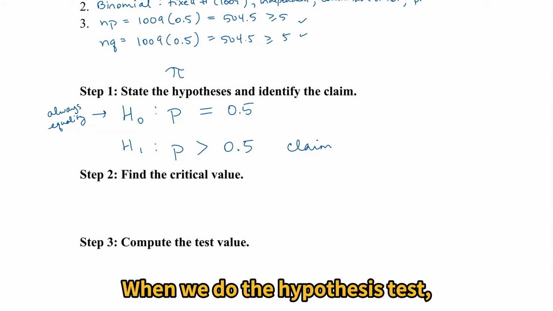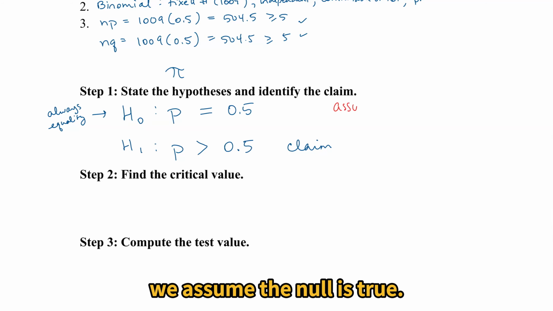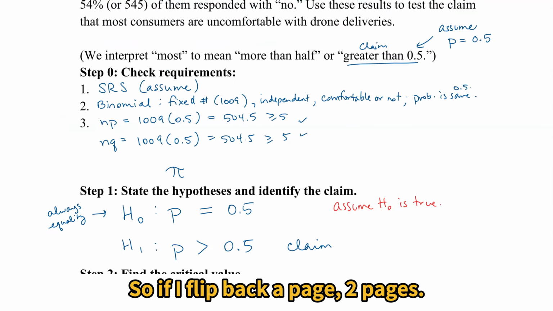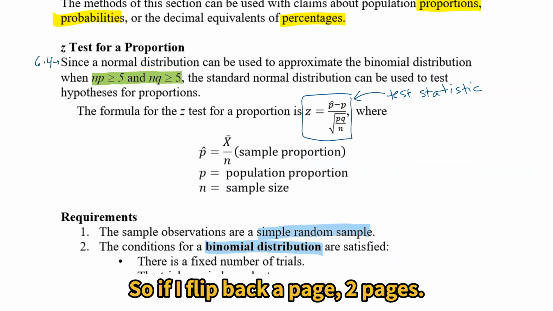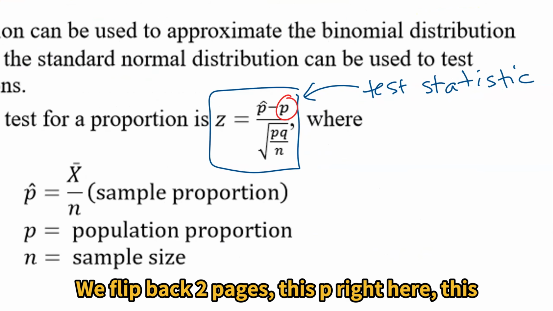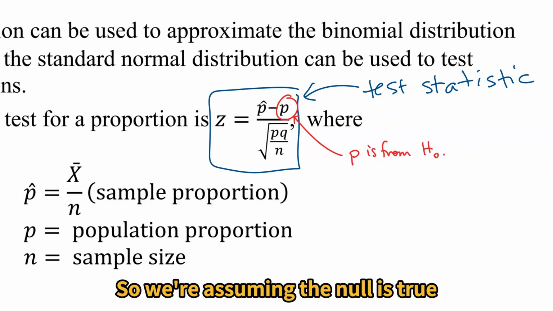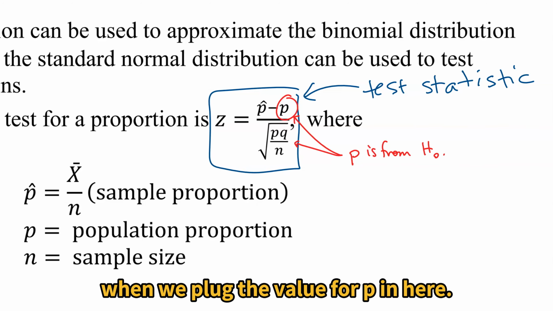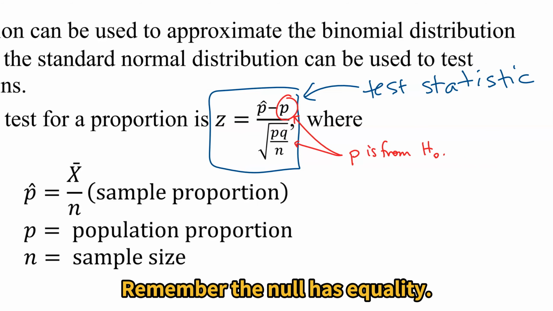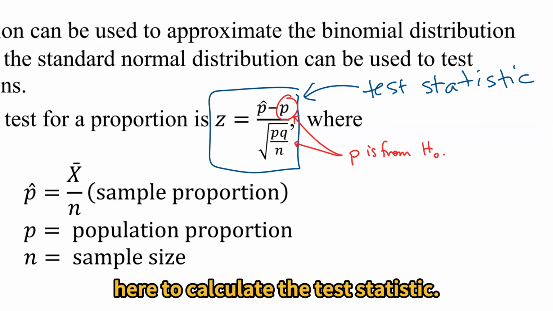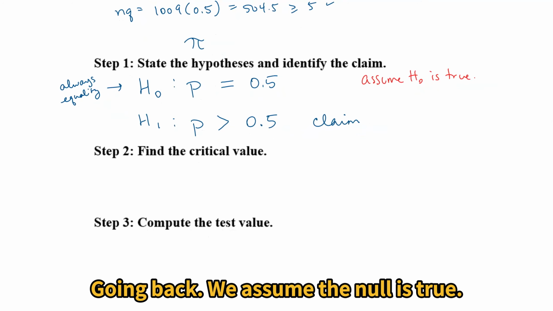When we do the hypothesis test, we assume the null is true. And that's coming in when we do the calculation for the test statistic. So if I flip back 2 pages, this P right here is from that null hypothesis. So we're assuming the null is true when we plug the value for P in here. Remember, the null has equality, so P equals a number. We use that number here to calculate the test statistic. Going back, we assume the null is true.